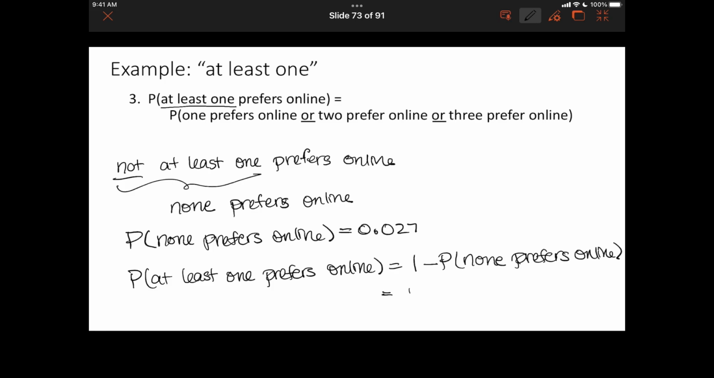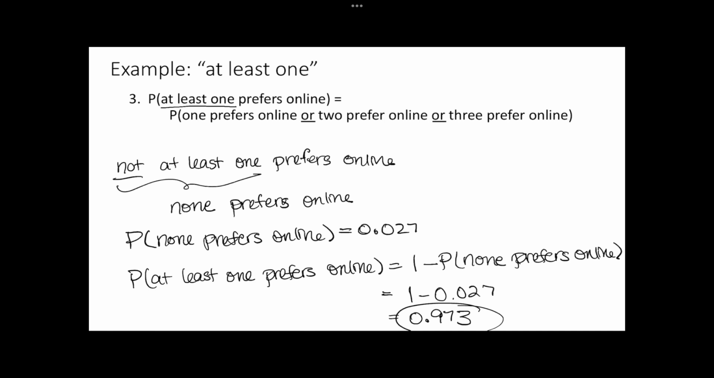And now I'm going to do 1 minus 0.027. Which gives me 0.973. Okay? So anytime you see at least one, you should ask yourself, would it be easier for me to compute the probability that none does whatever you're looking at, and then take 1 minus that to find the probability that I'm asked for. Okay, so at least one is always an indication to think about the complement.